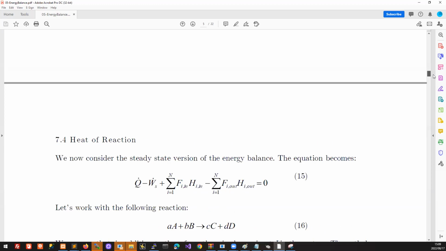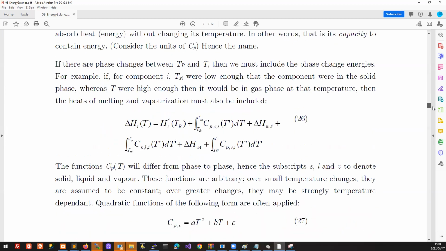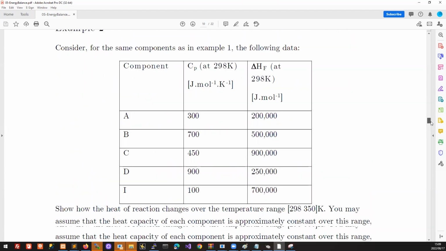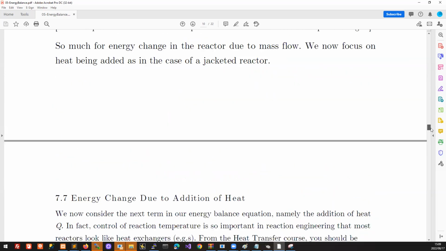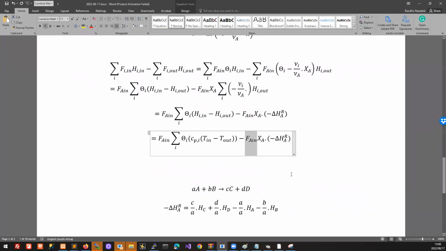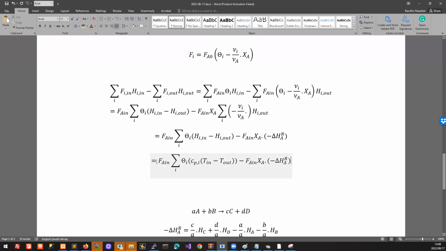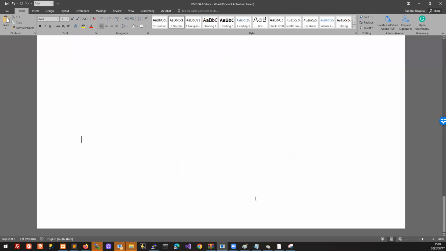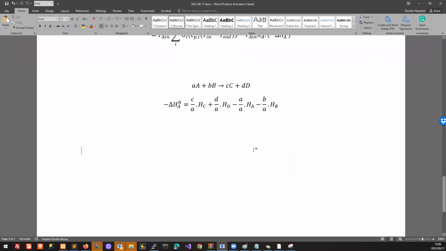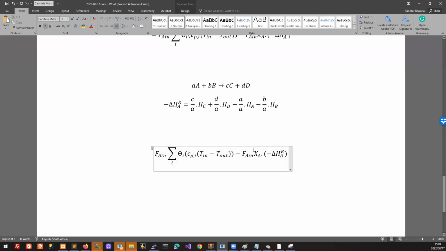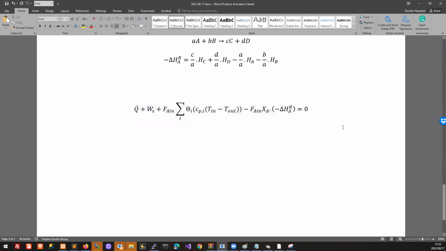So now we have this very easy equation to work with. Okay, so let's just write it for ourselves here. This part, we've got Q dot plus shaft work, equals 0. So this is an easy form of our energy balance.